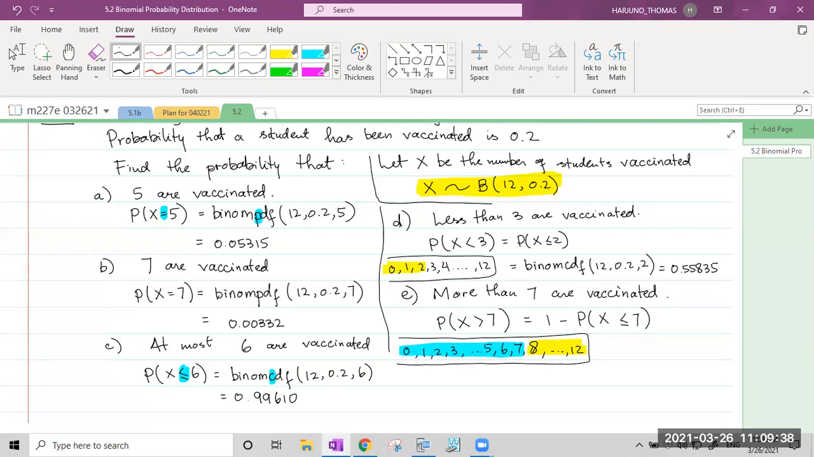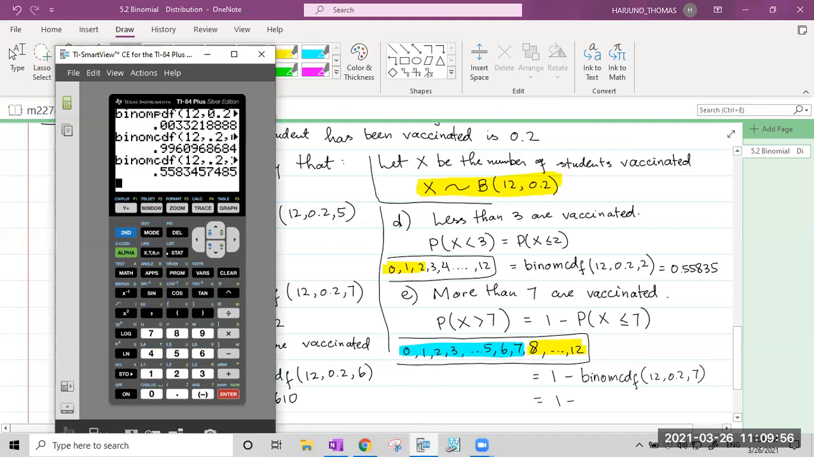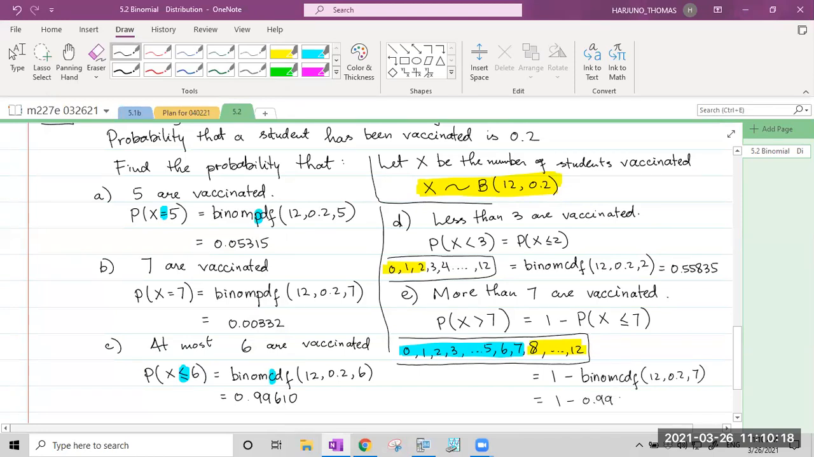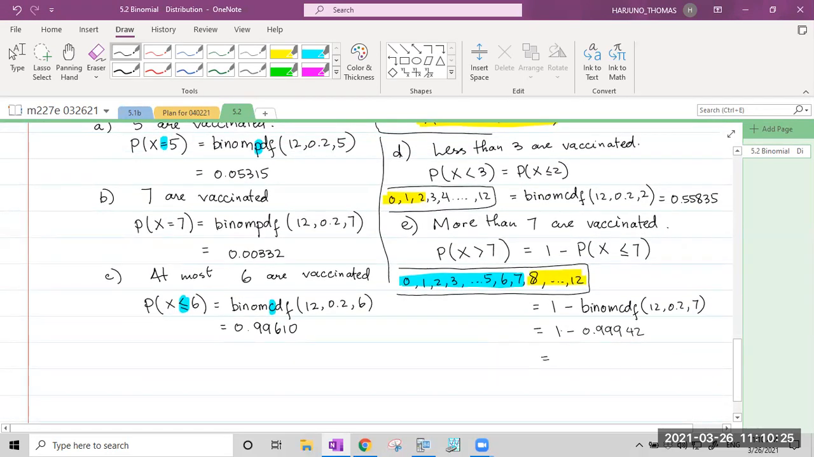So let's continue. That will be 1 minus binom Cdf, number of tries 12, probability of success 0.2, up to 7. That gives 0.99942, but that's 1 minus though. So the probability that more than 7 are already vaccinated is so small: 0.00058.